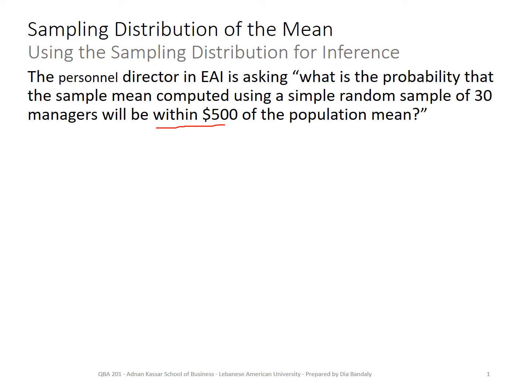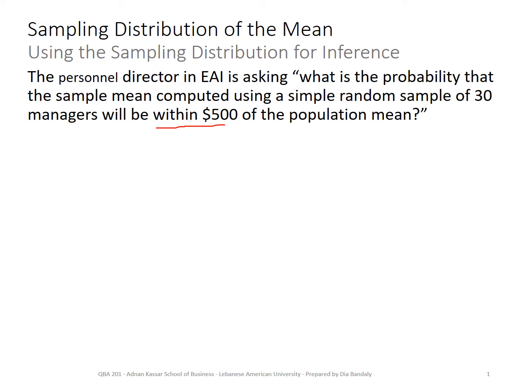In later topics we would not have that mu, and we're going to rely on the sample in order to make the real inference. But for now we are simply learning the power of sampling distribution.